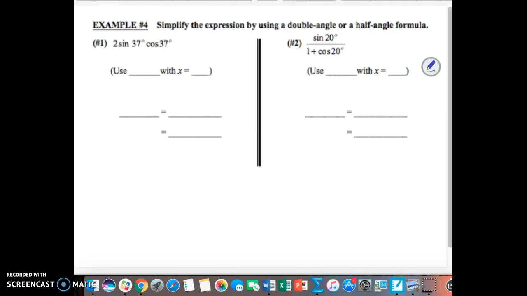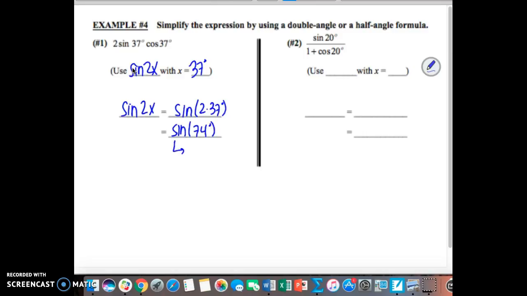So what we're going to use is sine of 2x, the double angle formula for sine, with x equaling 37 degrees. So we have sine of 2x equals sine of 2 times 37 degrees, which just equals sine of 74 degrees, which after typing this into your calculator, you should get an answer of 0.96126.